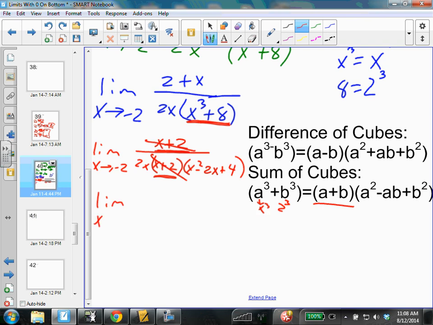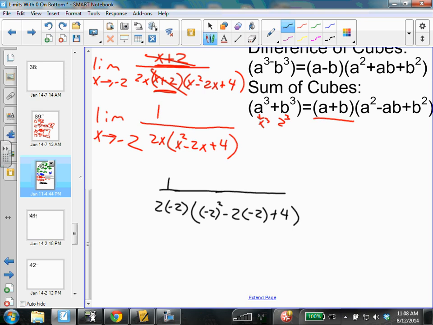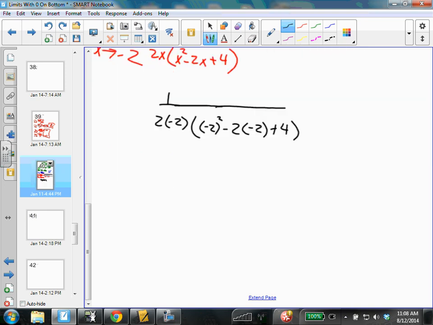So I have the limit as x approaches negative 2. What do I do up top when this x plus 2 gets canceled out? Yeah, you got to put a 1, right, whenever you're working in a fraction like this. So this is times 2x times x squared minus 2x plus 4. And now I've actually canceled something out, right? And once I've actually canceled something out, I want to attempt to plug in again. So I'm going to do 1 over 2 times negative 2 times negative 2 squared minus 2 times negative 2 plus 4. Right? So I'm just going to take that negative 2 and plug it in now and see if I can actually get a result.